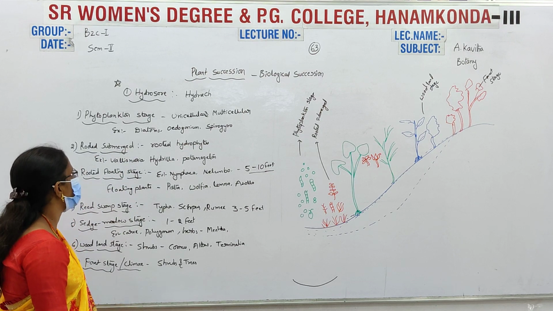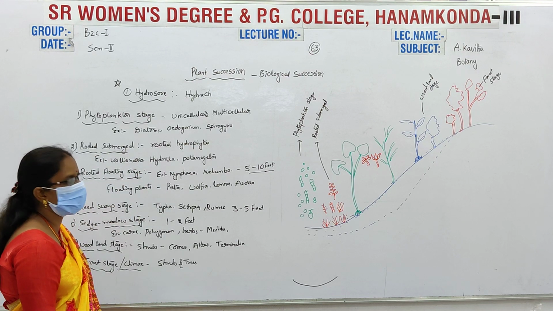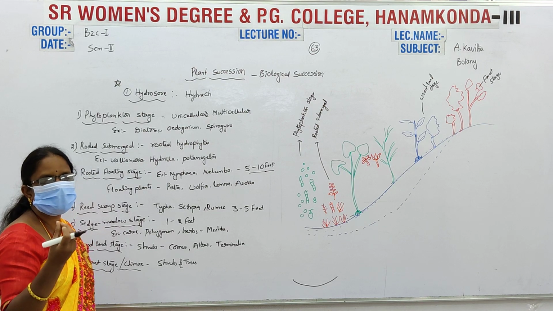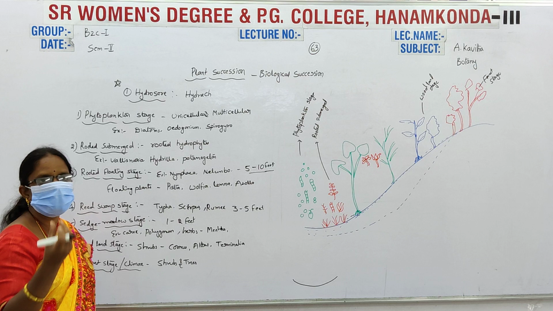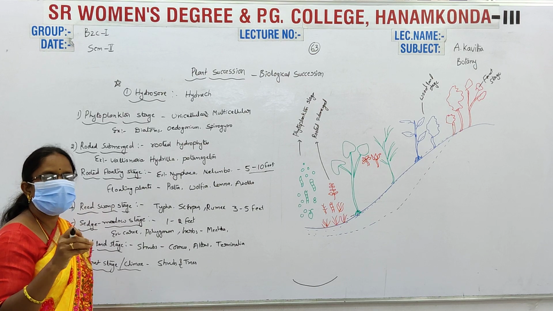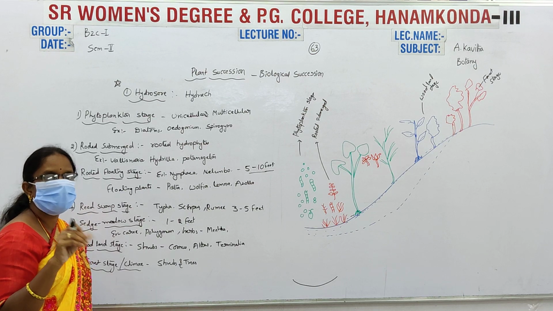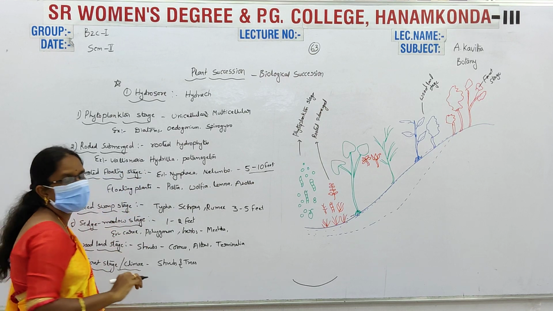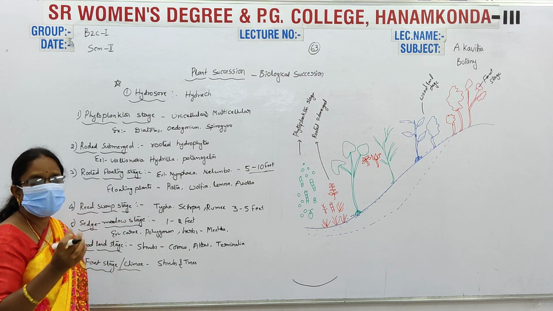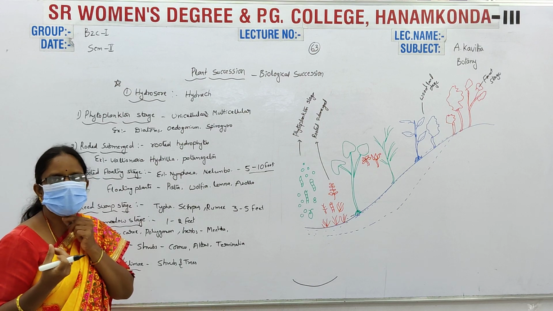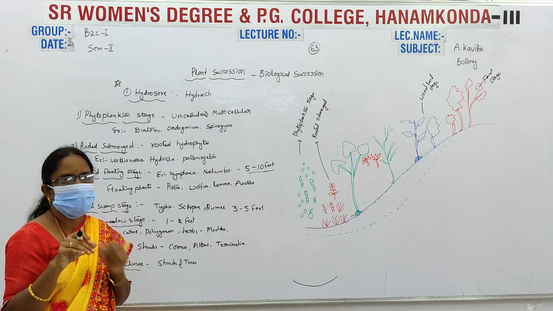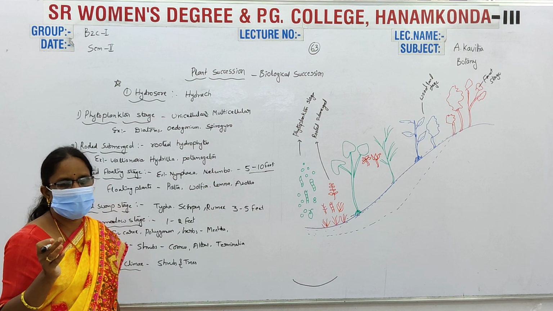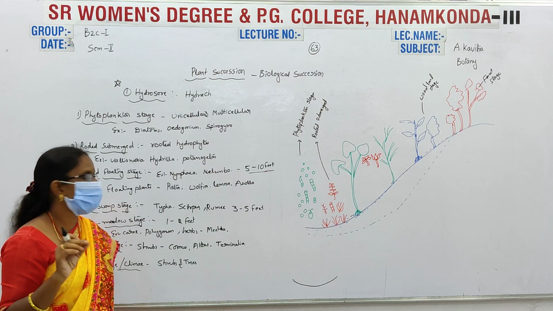In the rooted submerged stage, the plants are attached to the bottom of the pond ecosystem by roots, and the total plant is completely present in water. For example, Hydrosere, Hydrilla, Botany. వీటిలో నీటిలో మునిగి ఉండే మొక్కలు అంటాము. కంప్లీట్గా నీటిలోనే మునిగిపోయి ఉంటాయి. Hydrosere, Hydrilla, ఇవన్నీ కూడా కంప్లీట్లీ వాటర్లో ఉండేటటువంటి ప్లాంట్స్.